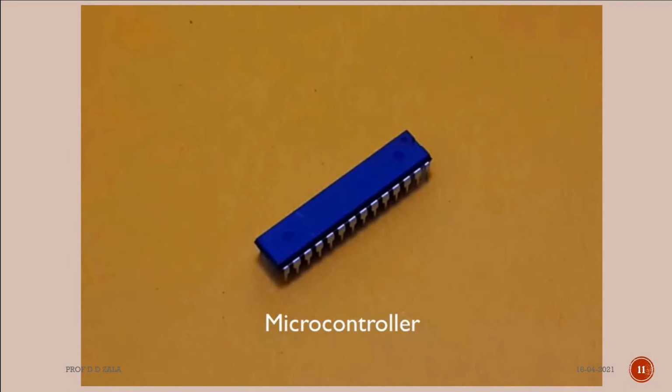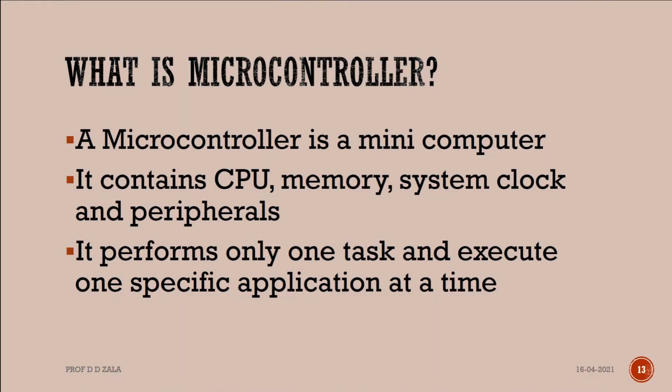This is the microcontroller. It can be found in many electronic devices, from portable music players to washing machines and cars. So what is a microcontroller? A microcontroller is a mini computer. It contains a CPU, central processing unit, memory, system clock, and other peripherals. It is designed to perform only one task and execute one specific application at a time.